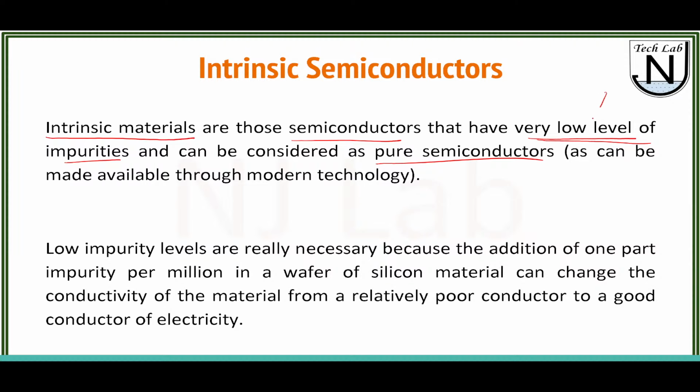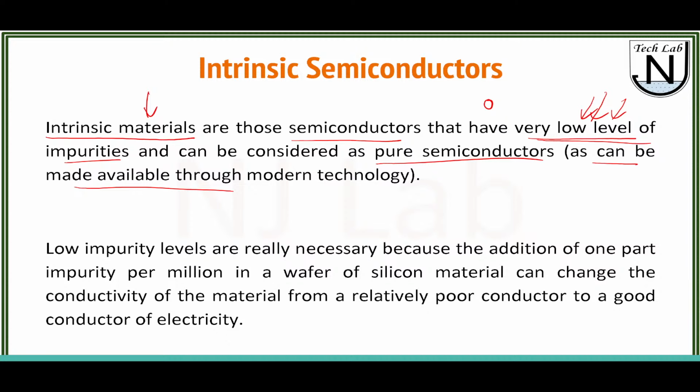And when I say very low, ideally we need zero impurity. But when I say very low level, it means as per whatever technology we have available presently. So as per that technology, whatever minimum is possible, at least we should try to achieve that. With that minimum impurity, the semiconductor that we achieve is known as intrinsic material. Ideally, intrinsic material does not have any impurity. The impurity is zero, right?